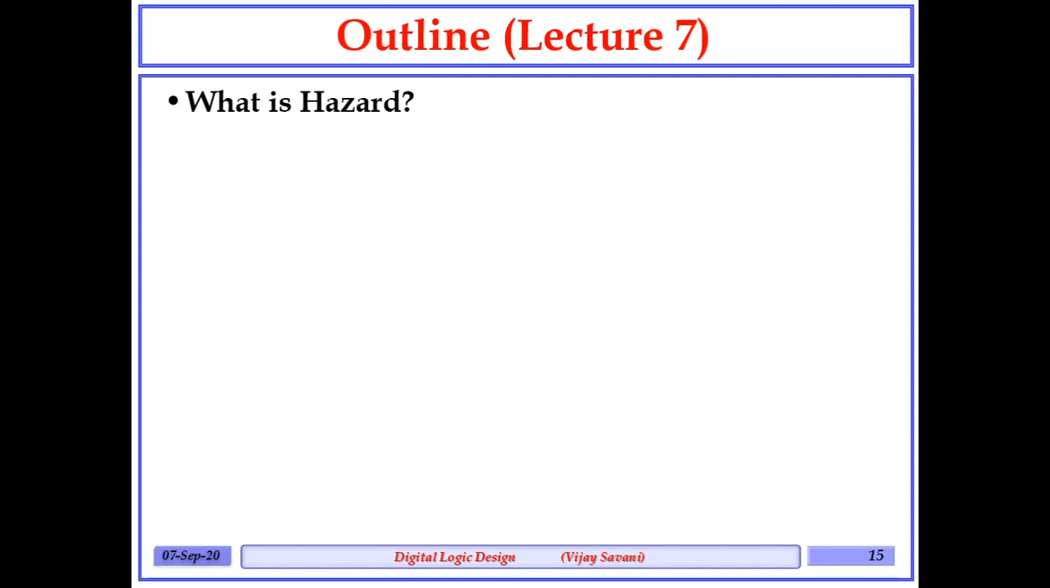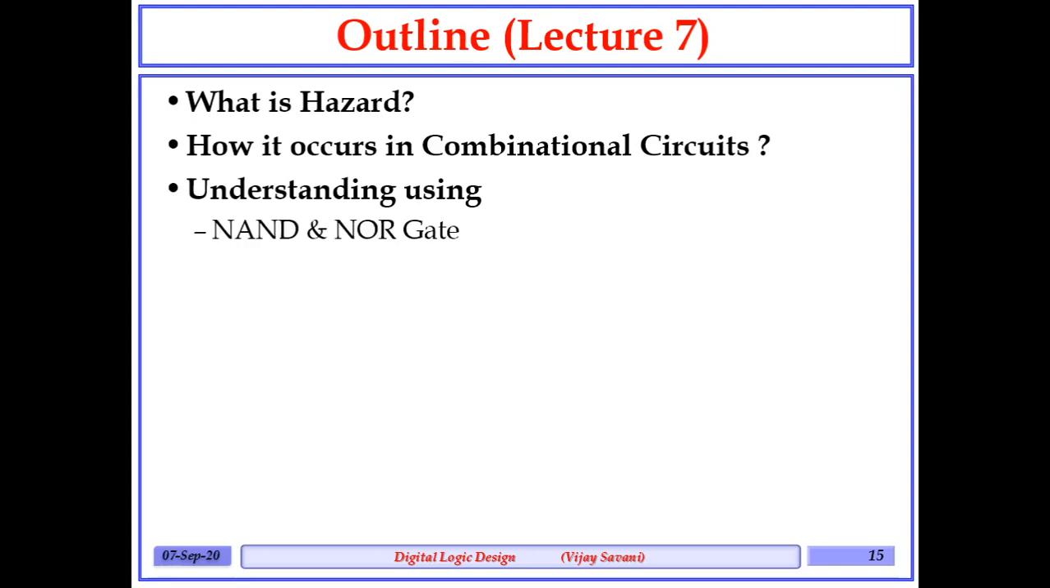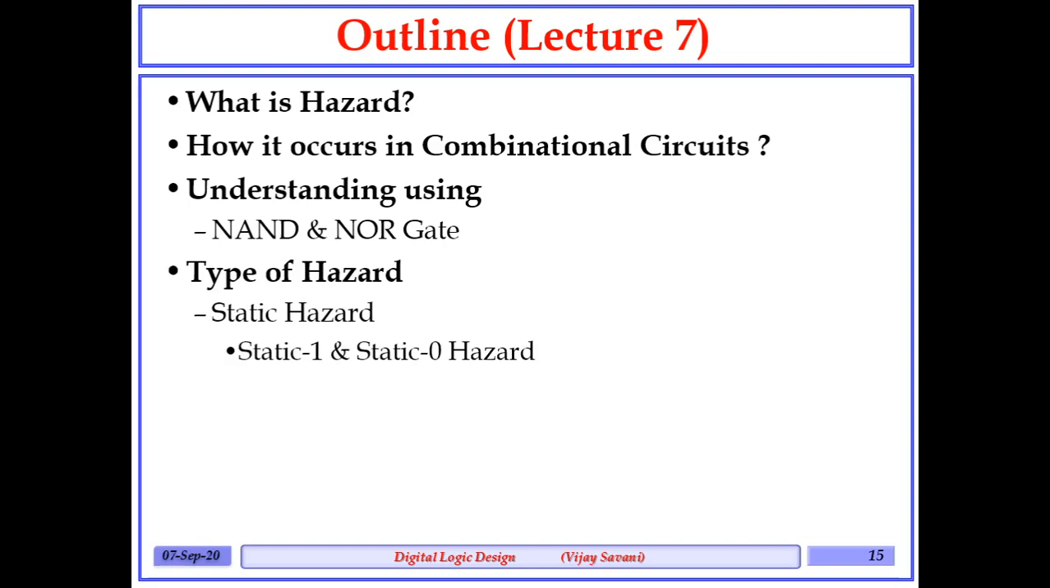We will discuss the hazard in the lecture. We will discuss how it occurs in combinational circuits. We will understand the hazard taking the simplest example of a NAND and a NOR gate. Then we will discuss the types of hazard, which are labeled here as static hazard. It could be a static 1 or static 0 hazard. We will also discuss the basic theory of dynamic hazard. Then the third type of hazard, essential hazard, we will not discuss in these two lectures. It will be covered in the topic named design and analysis of asynchronous sequential circuits.